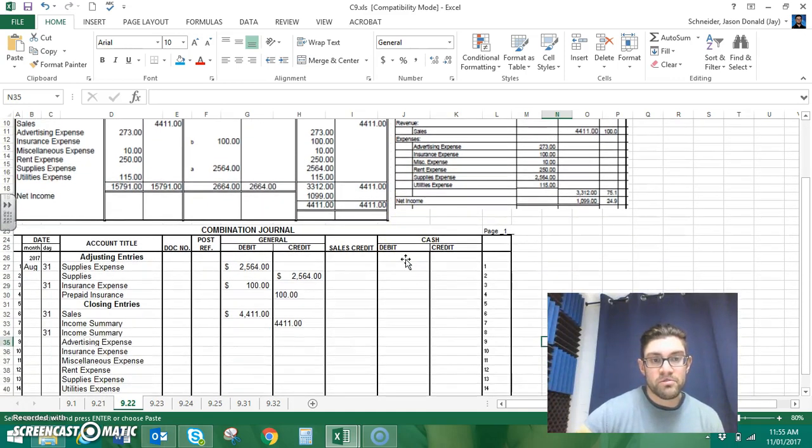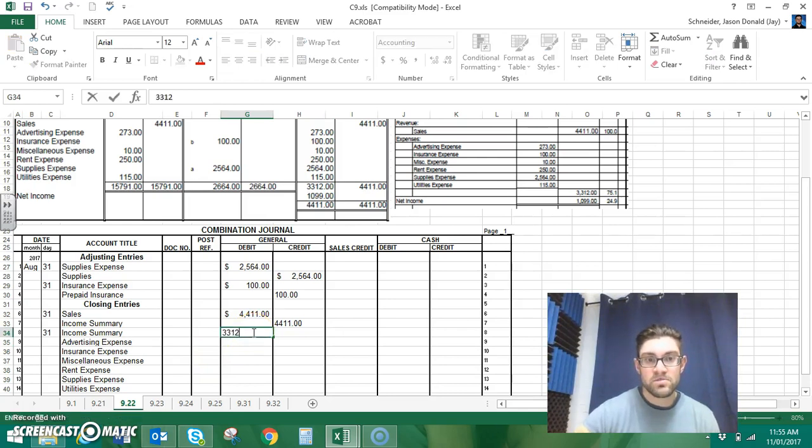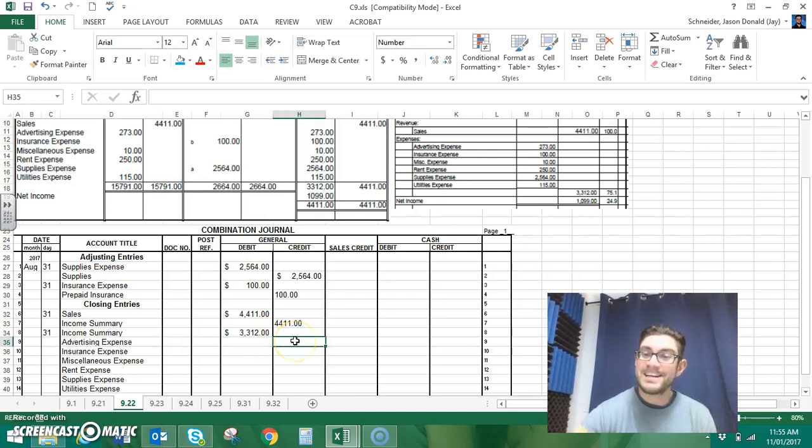So what we're going to do is continue on underneath our sales closing. And again, we're going to write our income summary because we're going to debit that. We're going to debit that the value of our expenses, which is going to be 3,012. We're then going to go on to the credit side, and we're going to take each one of these accounts and balances and put it in here because now it's going to cancel it out.